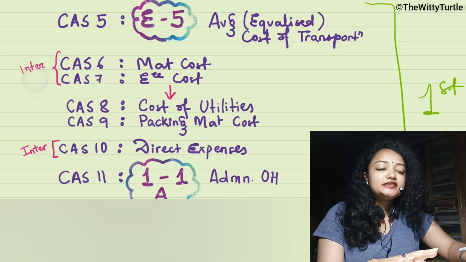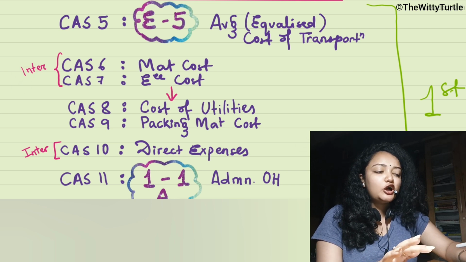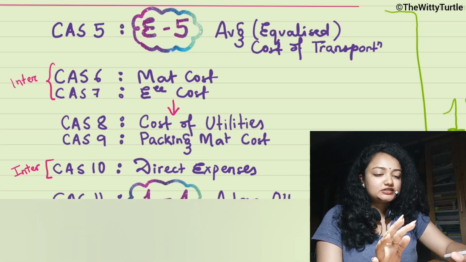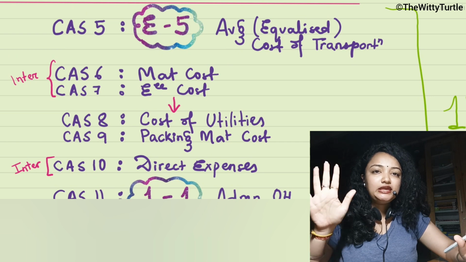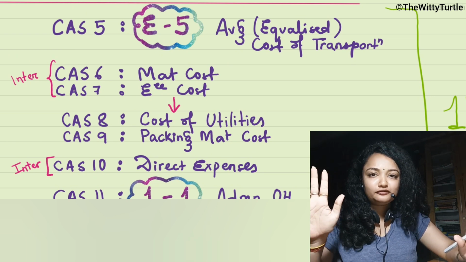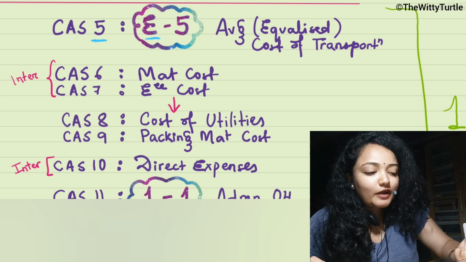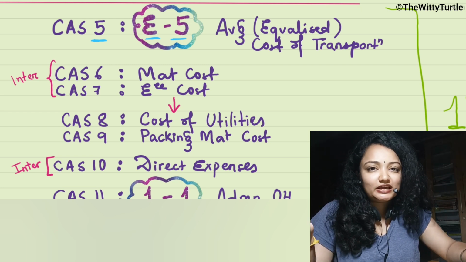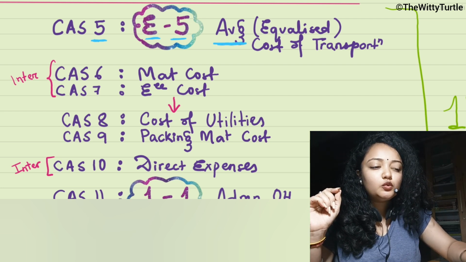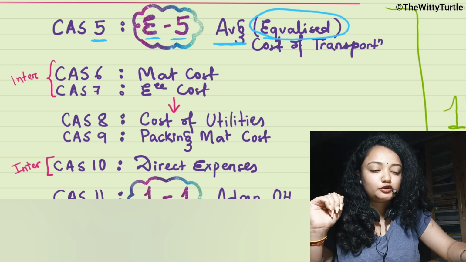Now coming to CAS5. We all are aware of the alphabets in English. How many alphabets are there? You must be thinking, what question is that? Yes, we have 26 alphabets: A, B, C, D, E. E is which number? It is the fifth alphabet. So cost accounting standard 5 says E and 5. How do you remember it? 5 gives E, and E starts equalized. So it is average or equalized cost of transportation.